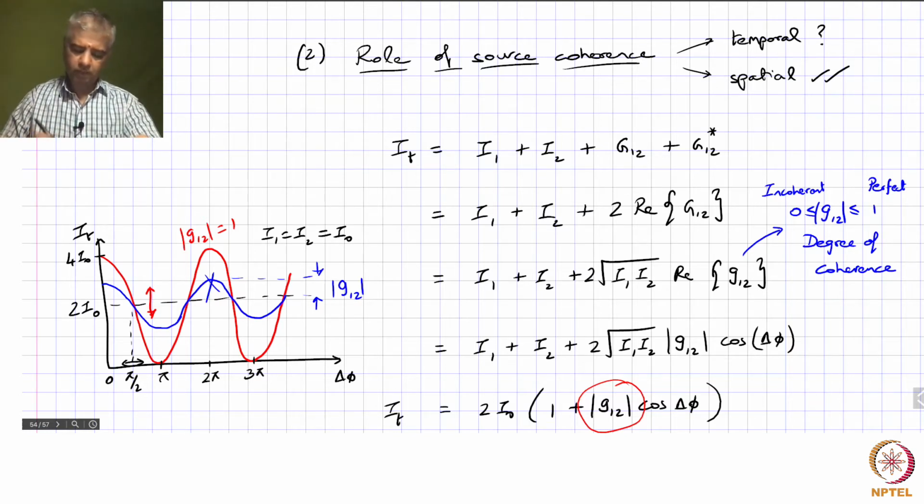And we looked at the fact that if G12 is not equal to 1, that is, if the magnitude of G12 is like 0.5 or something like that, then you did not necessarily get very good fringe visibility, and you were limited by that. But then we said, okay, what does this temporal coherence mean really, right? How do we define the characteristics of the source that determine temporal coherence, that determine this value of G12?